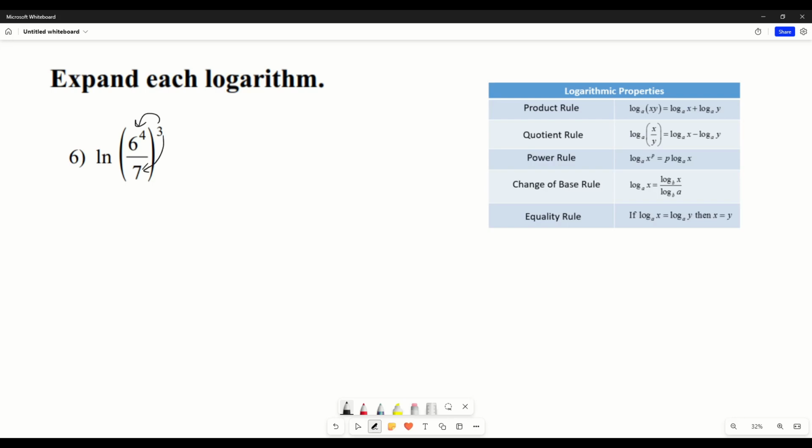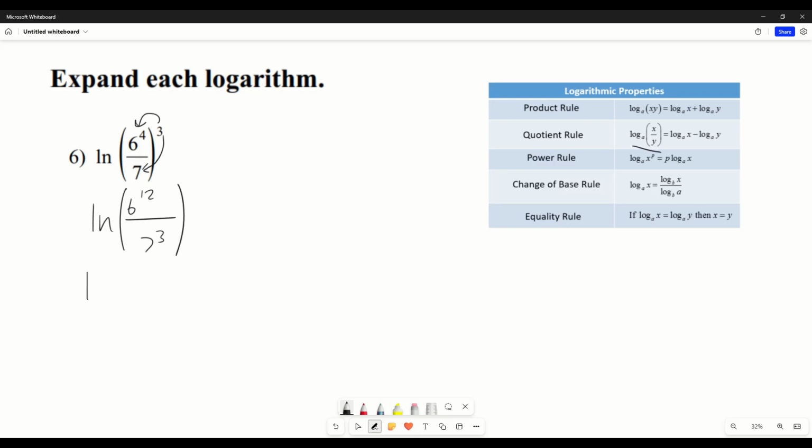Okay, so this is going to be natural log of 6 to the 12th power over 7 to the third, using the exponent rule. This is the one right here. Now we can use logarithmic properties. For this, we have the quotient rule, because when you look at this quotient right here, it's a matter of subtracting.